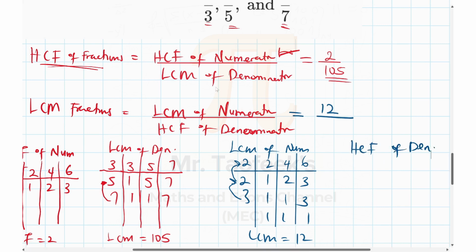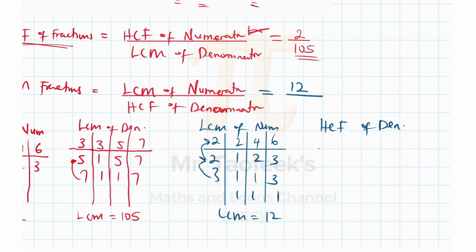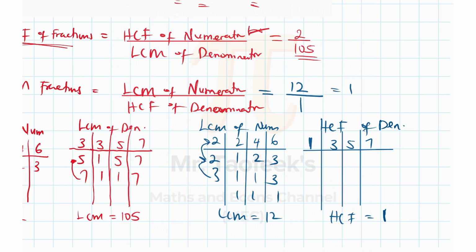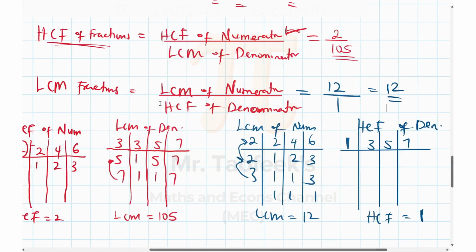And what are the denominators? The denominators are 3, 5, and 7. We want to find the HCF of these numbers. The way I'm looking at it, there's nothing that can divide them except 1. We just need the factors that can divide all these numbers at once. The only number that can do that is 1. So the HCF of the denominator is 1. Therefore, this is 12 over 1, and the answer is 12. So this is the LCM of the fraction, and this is the HCF of the fraction.